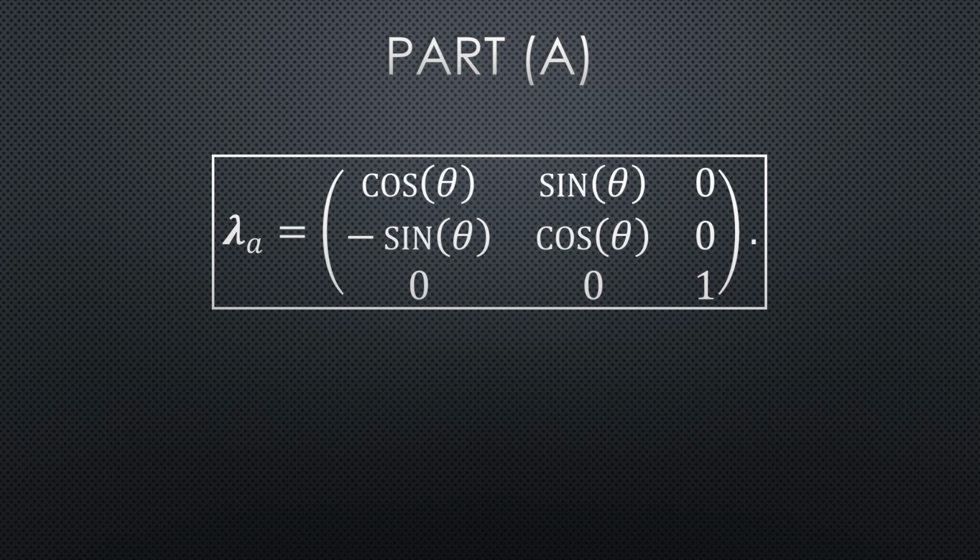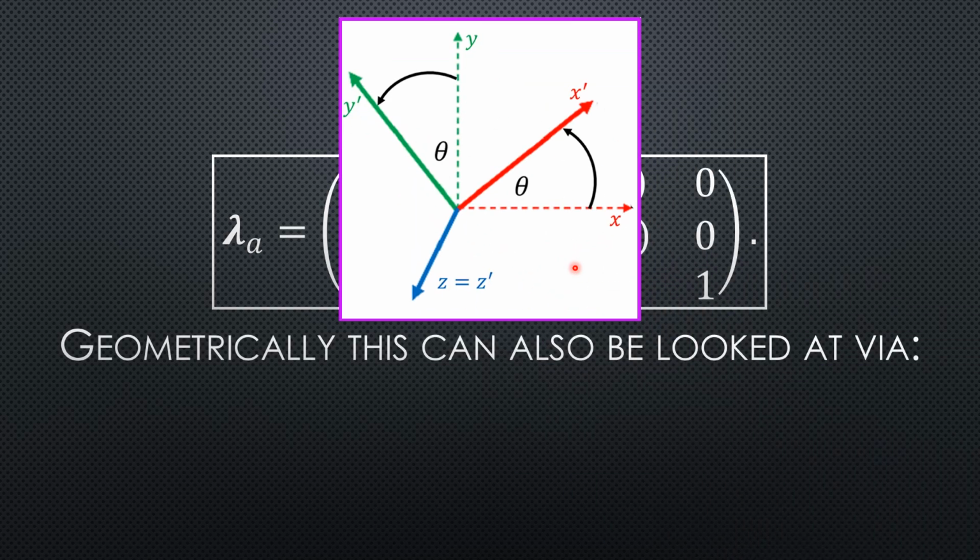So to put this all together into our rotation matrix, we have the x prime x, x prime y, x prime z, y prime x, y prime y, y prime z, z prime x, z prime y, and z prime z. So we see that this is our rotation matrix. Now, geometrically, if we look at this graph again, we can see that this can also be looked at via just maneuvering with vectors in space.